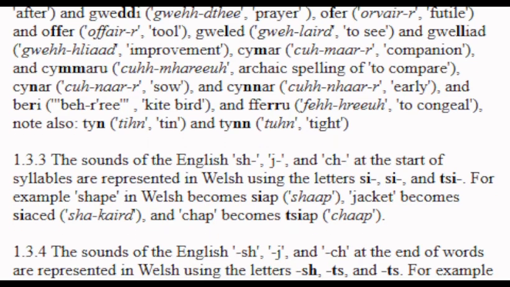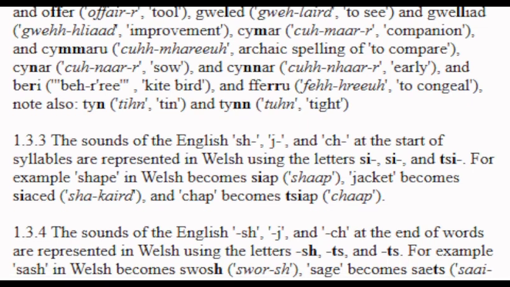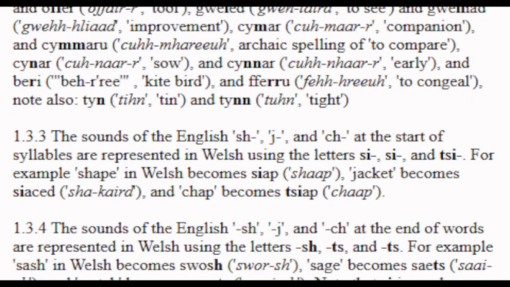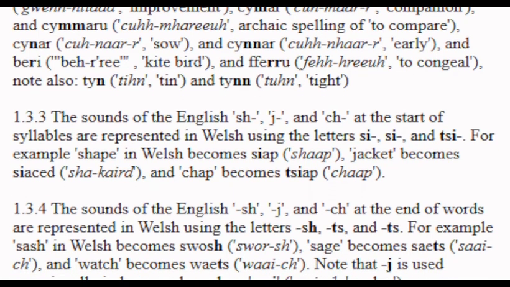The sounds of the English sh, j, and ch at the start of syllables are represented in Welsh using the letters si, SI, and TSI. For example, shape in Welsh becomes sharp, jacket becomes siacad, and chap becomes sharp.